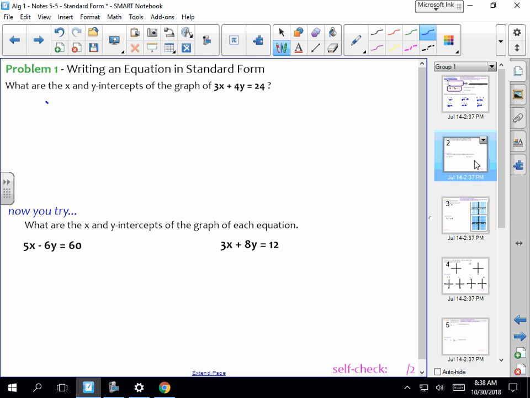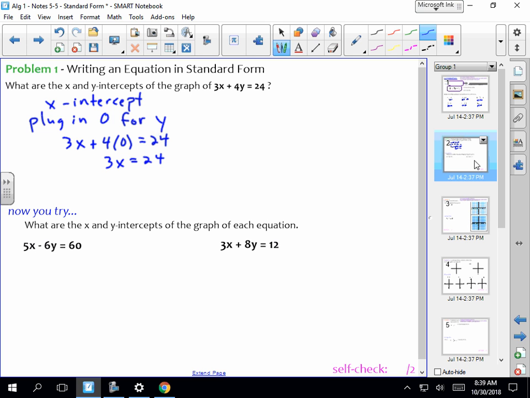To find the x-intercept, we plug in 0 for y, and then solve for x. It looks like this. So we have 3x plus 4 times 0 equals 24. That 4 times 0 term disappears. 4 times 0 is 0. So I have 3x equals 24. If I divide by 3, x equals 8. So my x-intercept is the coordinate 8, 0.